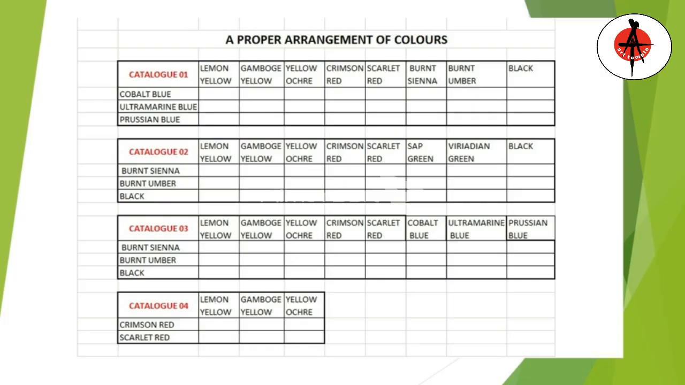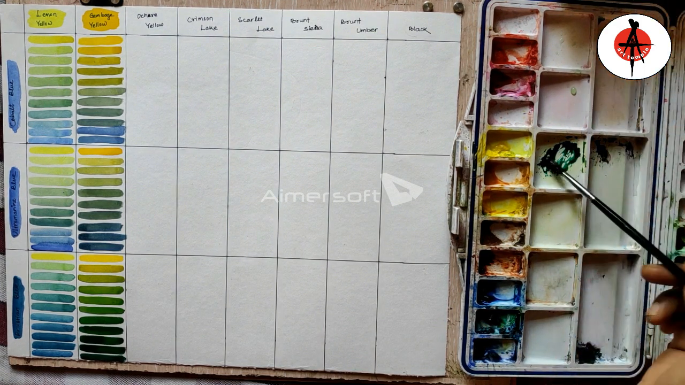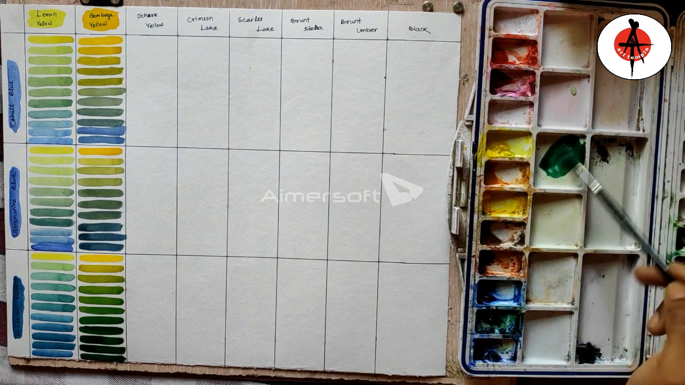Here I am showing you a color chart. I have made an arrangement in a proper way in which all colors meet each other. In this way we can mix every color with each other and we will get different variations of color, and we can make our own catalog. Okay, let's start our exercise.